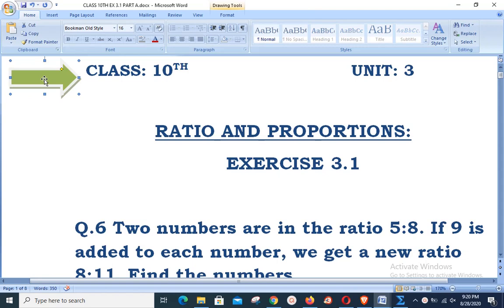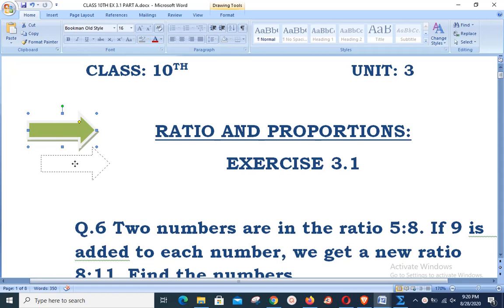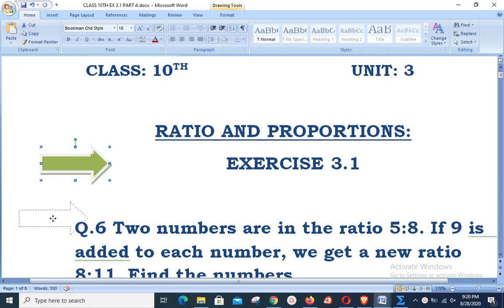Viewers, our today's lesson is related to class 10, unit number 3, the name of the unit being ratio and proportions. Dear students, you already know we have started exercise 3.1 in the previous lesson. So today we are moving directly to question number 6.